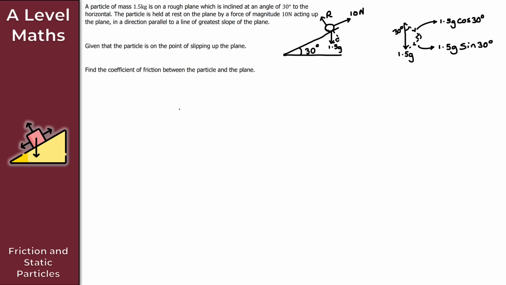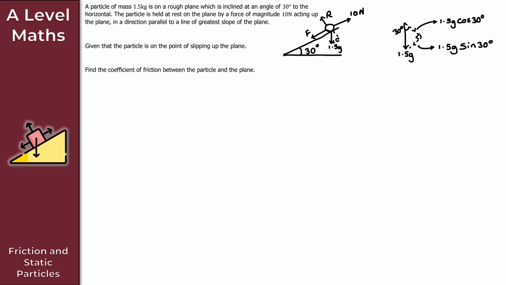And in that case then, because this is on the point of slipping up the plane, what that tells us is friction will act down the plane. Okay, so friction is going to act down the plane, like so. And we'll just label that here as F. So that's friction there. And there we have it. So that's my diagram here, labeling all of the relevant forces.